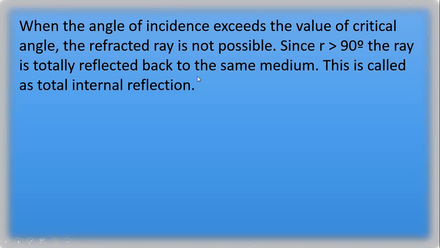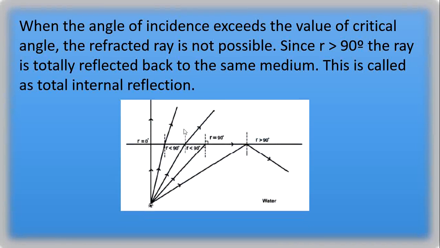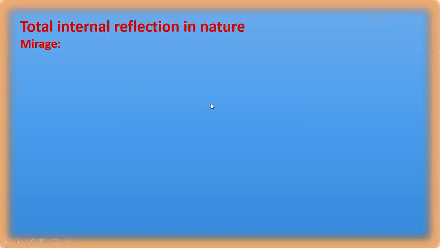Since r is greater than 90 degrees, the ray is totally reflected back into the same medium. When the angle of r is greater than 90 degrees, what happens? The ray is reflected in the same medium. See this diagram, r value is 90 degrees, so the ray bends in the water only. When less than 90 degrees, the refracted ray takes place in the air. When r is equal to 90 degrees, there is no refracted ray, it spreads along the medium. When r is greater than 90 degrees, it is reflected back into the same medium. This is known as total internal reflection.